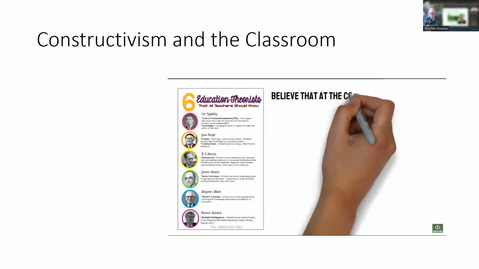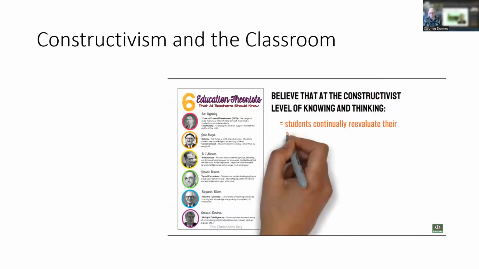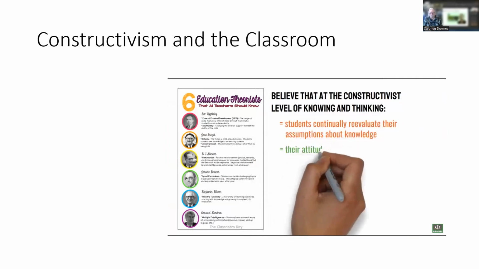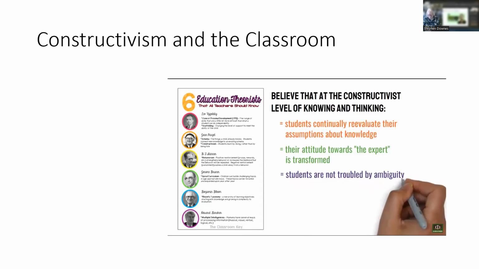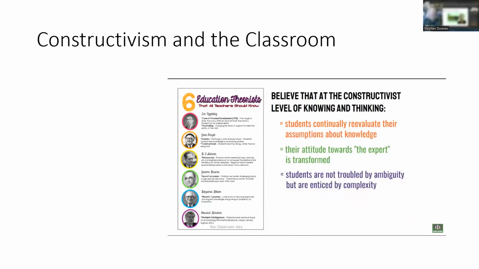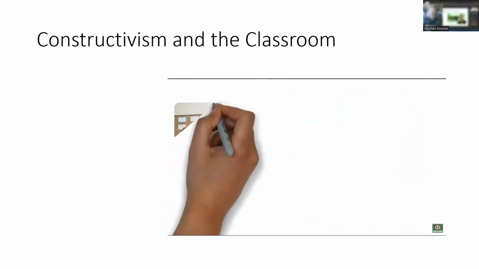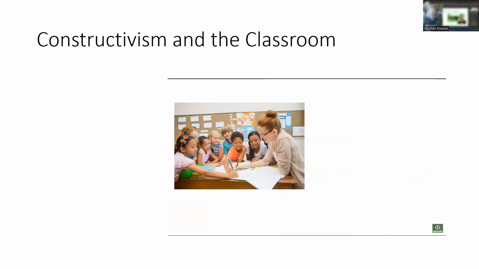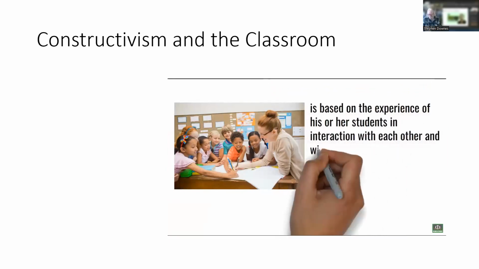Educational theorists believe that at the constructivist level of knowing and thinking, students continually re-evaluate their assumptions about knowledge. Their attitude towards the expert is transformed. Students are not troubled by ambiguity, but are enticed by complexity. And students take on a never-ending quest for truth and learning, where truth is seen as a process of construction in which the knower participates. For this reason, a constructivist teacher's perception of expertise in the classroom is based on the experience of his or her students in interaction with each other and with their teacher.